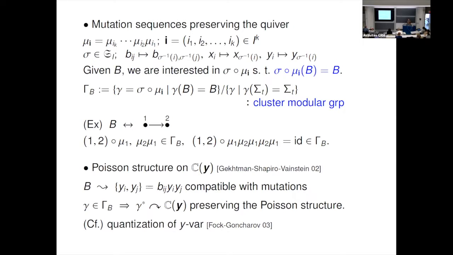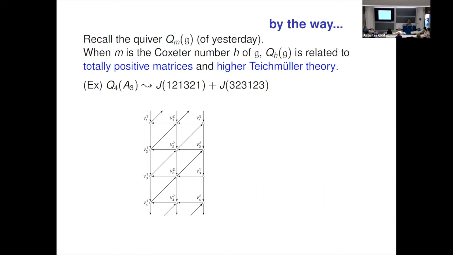And actually, this Poisson structure can be quantized in a naive way. At the same time, we have to modify the rule of mutation a little bit, but this is done by Fock and Goncharov. So these are the basics of cluster algebra and mutation. Are there any questions? So let's go ahead.